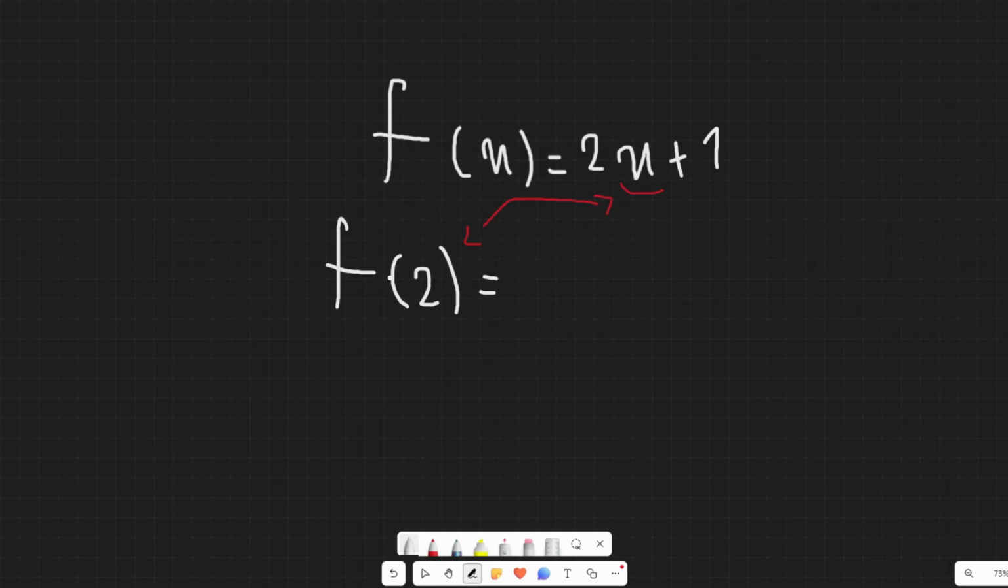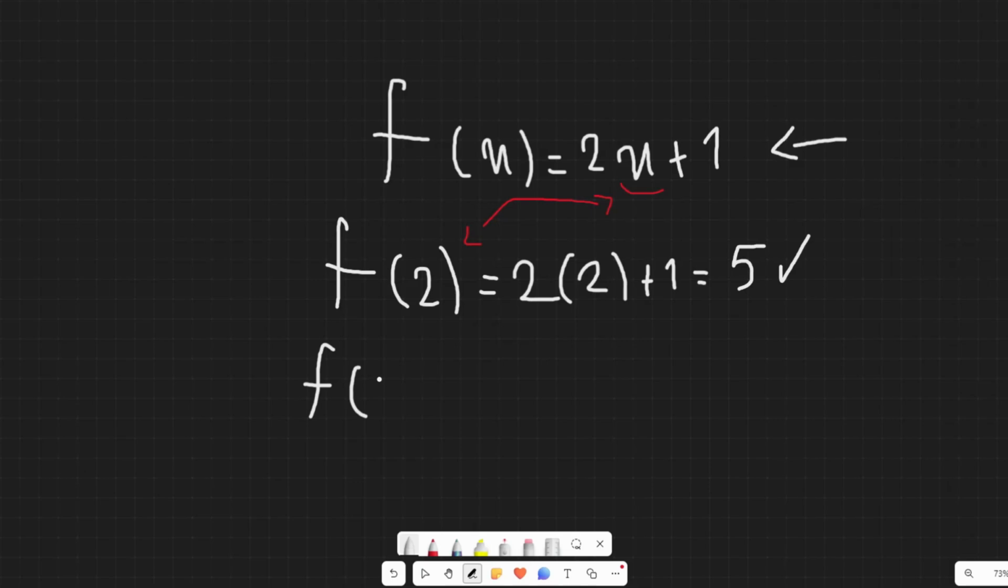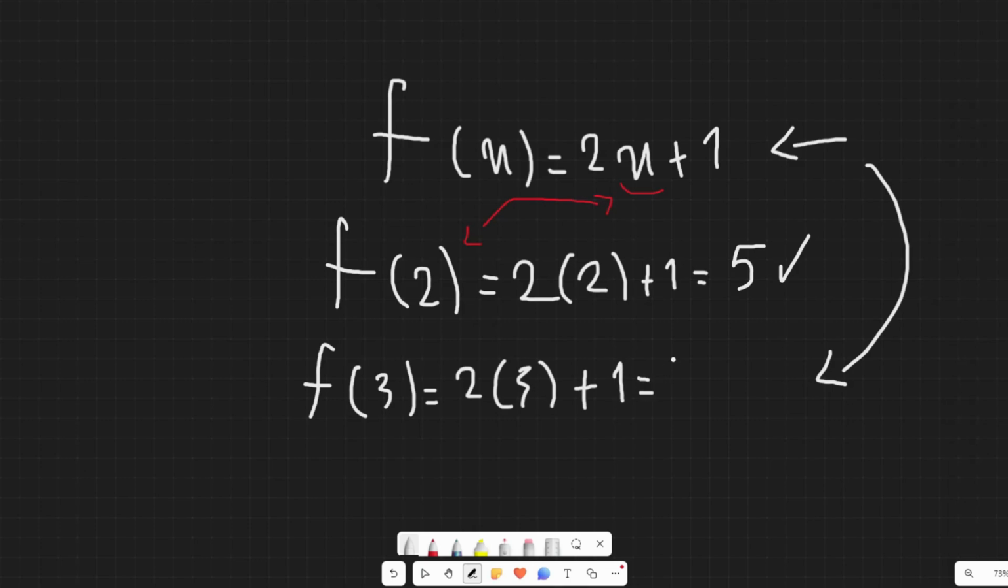If we want to find the output of the function for 2, then we have to write the exact same thing over here, but this time instead of x, I write 2. 2 times 2 plus 1. 2 times 2 is 4. 4 plus 1 is 5. That's it. If I want to find f(3), I write the exact same thing over here, but this time instead of x, I write 3. 2 times 3 plus 1. 2 times 3 is 6, 6 plus 1 is 7. That's it. So that's basically the definition of function and how we find the output of them.